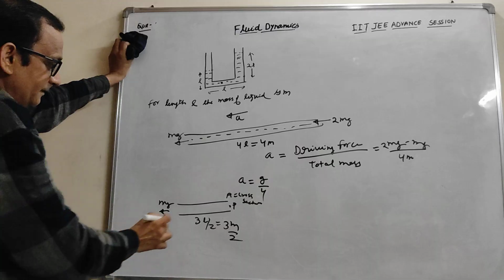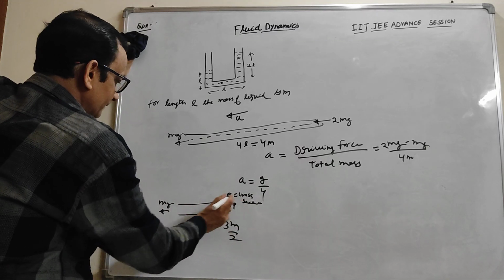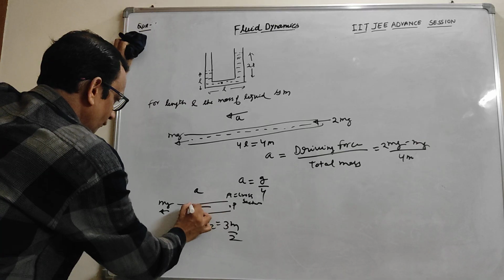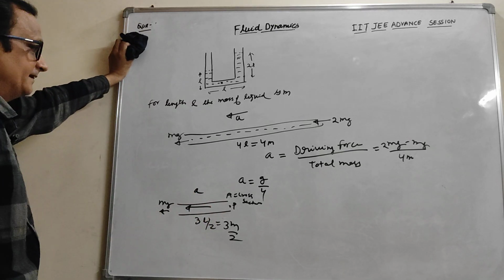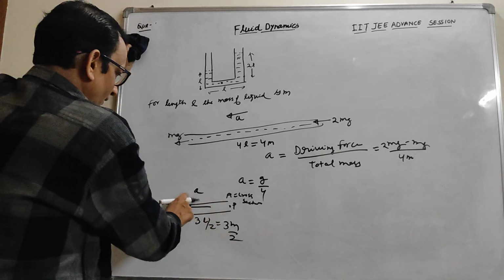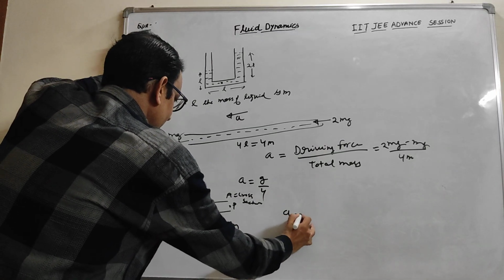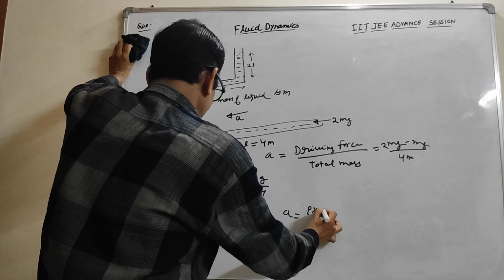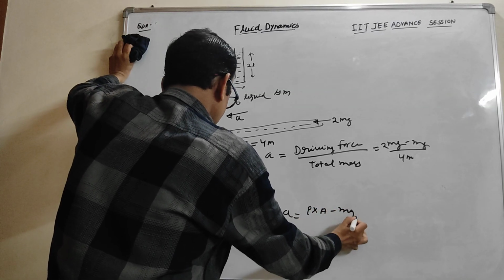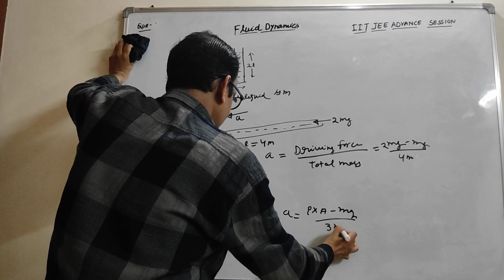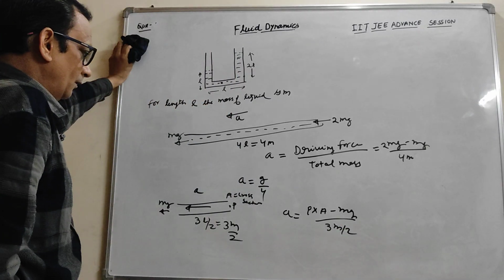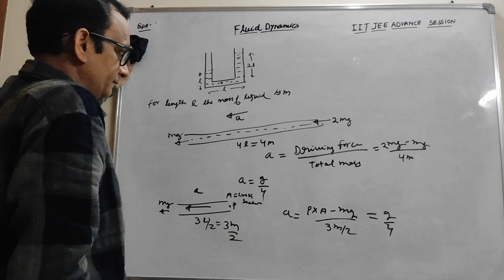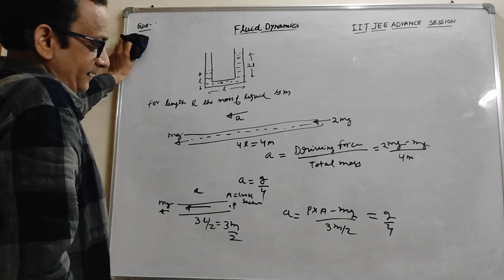So we write here, this force would be measured greater than this, than the fluid flowing with the acceleration a. Force is pressure into area minus mg, on mass 3m by 2. This equals g by 4, P by A.